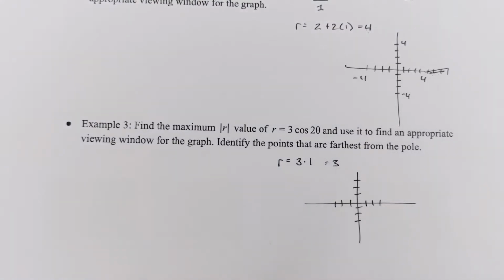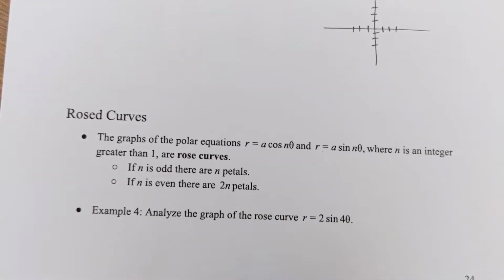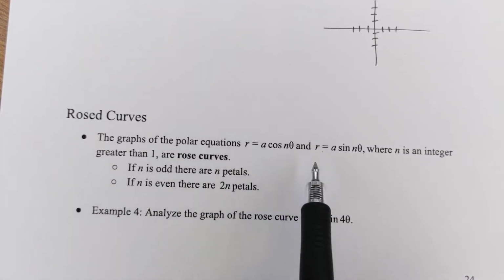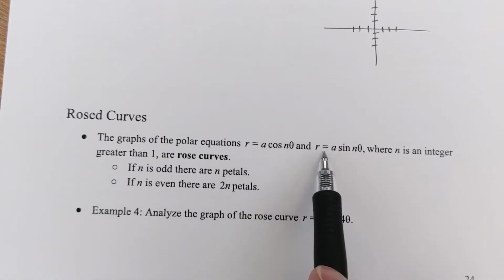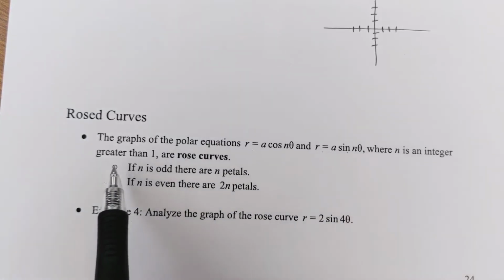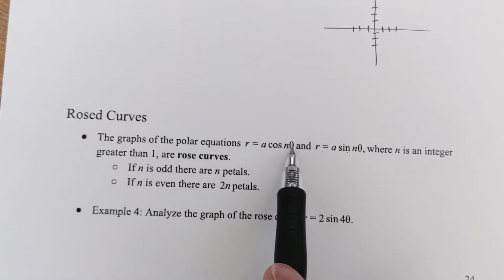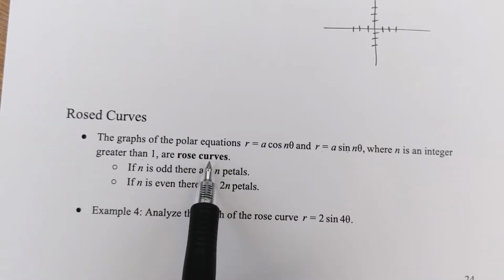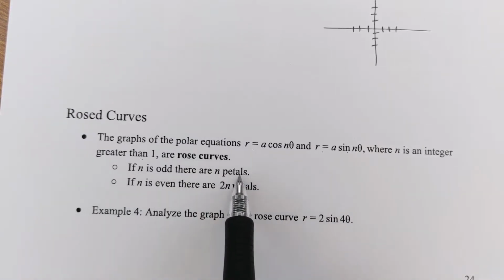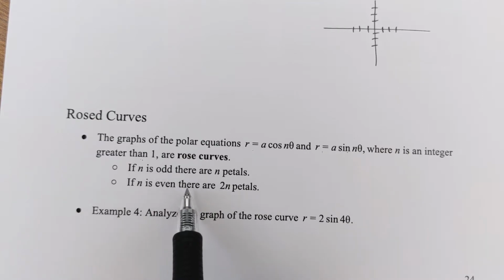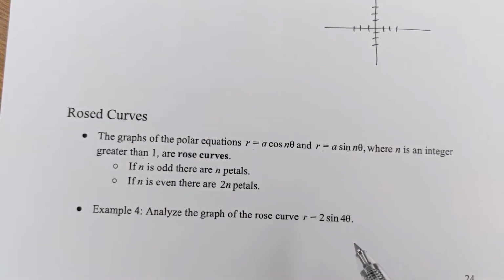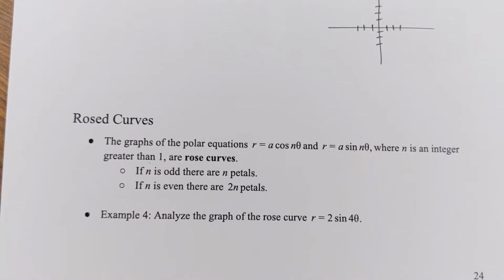Okay. Rose curves: the graphs of the polar equations r equals a cos n theta and r equals a sine n theta, where n is an integer greater than 1, so not just theta, are referred to as rose curves. If n is odd, there are n petals. If n is even, there are 2n petals. So analyze the graph of the rose curve r equals 2 sine 4 theta.